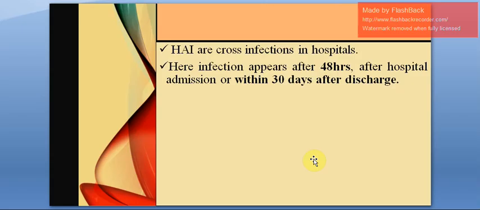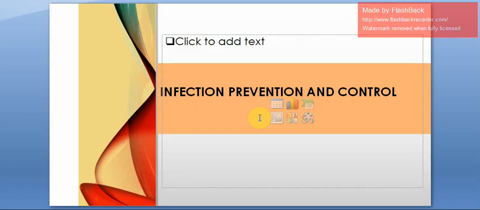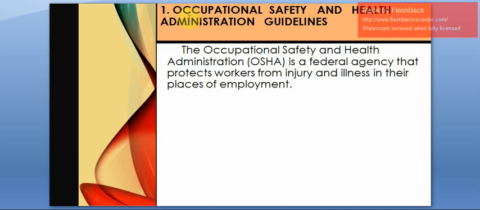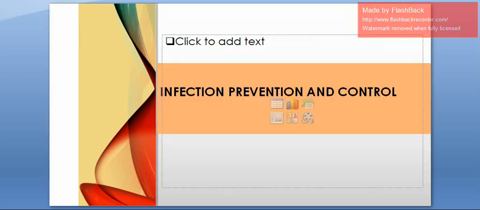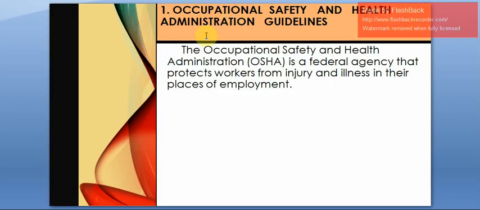So this is about nosocomial infection. Now next is infection prevention and control. This topic is also important: how to control the infection or how to prevent the infection. I have got so many points here. Whenever this topic comes, you will have to mention each of these headings. I'll just recollect the headings. First of all, you have to mention OSHA.